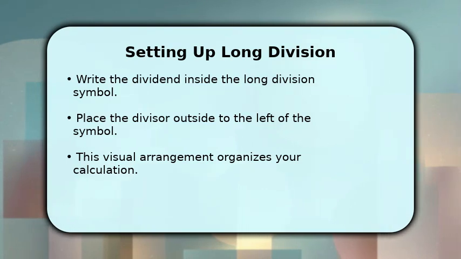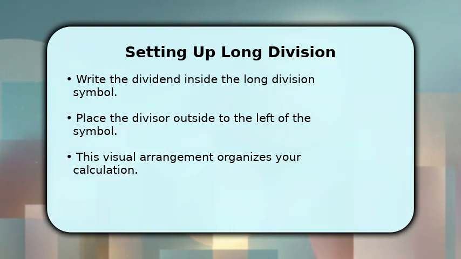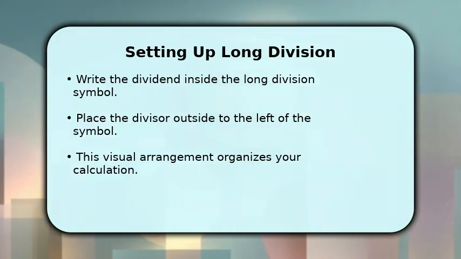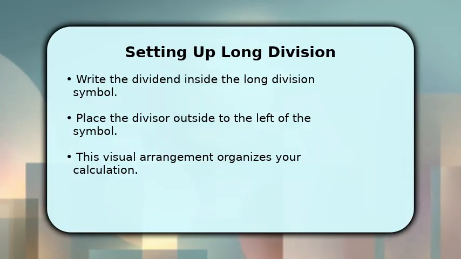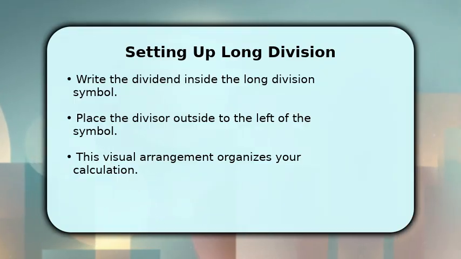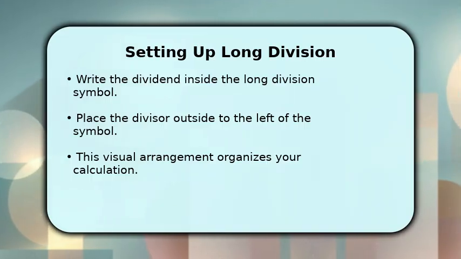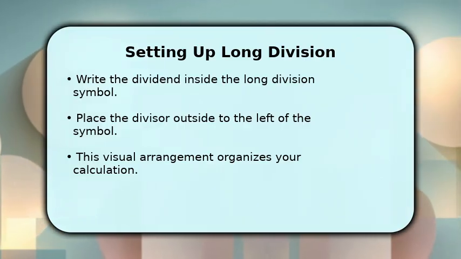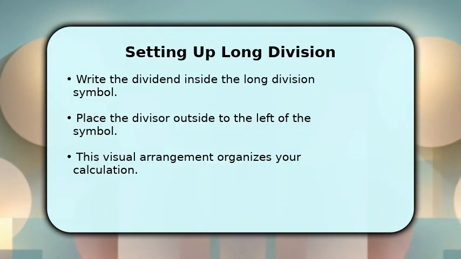Now let's set up a long division problem. First, write the dividend, which is the number you're dividing, inside the long division symbol. Then, place the divisor, the number you're dividing by, outside to the left. For instance, if you're dividing 125 by 5, 125 goes inside and 5 goes outside. This clear arrangement is crucial for an organized and accurate calculation.